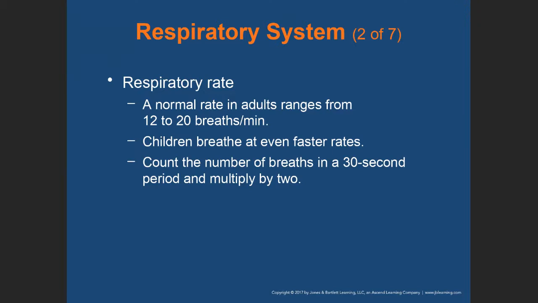But I always grab the radial pulse as a distraction. I'm not checking the radial pulse. I'm using it as a distraction and observing the ventilation pattern.